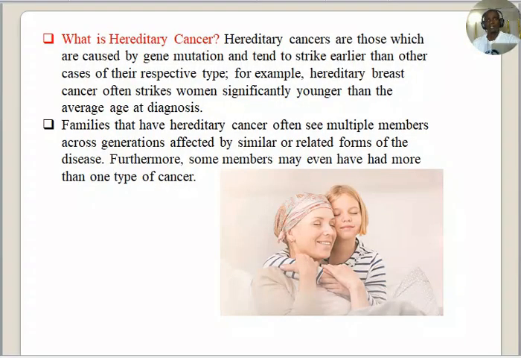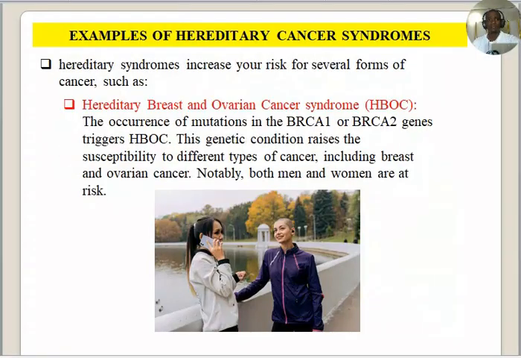What is hereditary cancer? Hereditary cancers are those caused by gene mutations and tend to strike earlier than other cases of their respective type. For example, hereditary breast cancer often strikes women significantly younger than the average age at diagnosis. Families with hereditary cancer often see multiple members across generations affected by similar or related forms of this disease. Furthermore, some members may even have had more than one type of cancer.